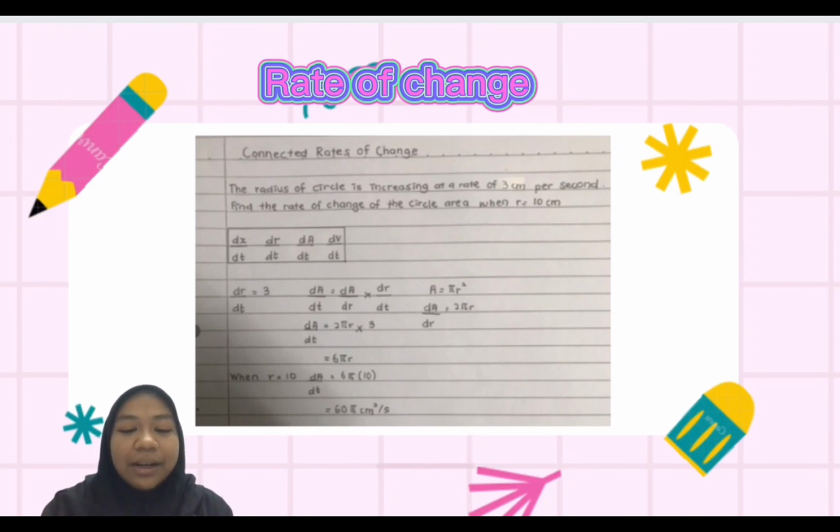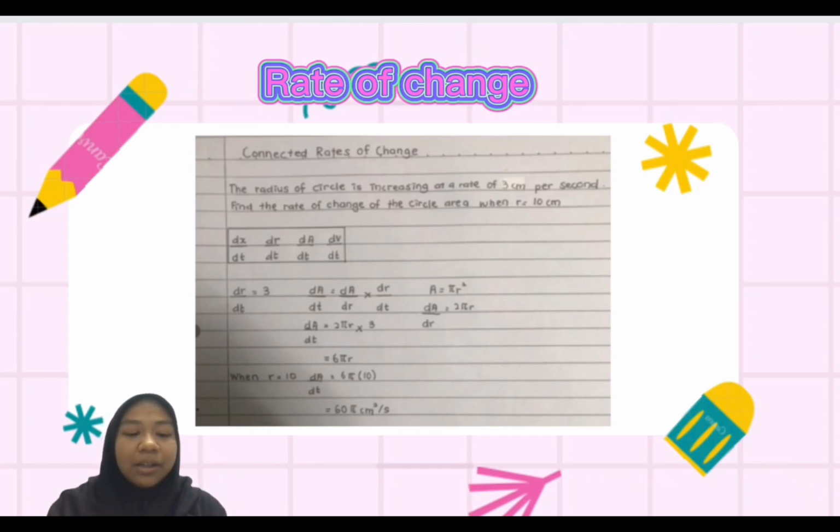The rate of change of the area is dA over dt. So how are we going to find dA over dt? We are going to use the chain rule. So we say dA over dt equals dA over dr multiplied by dr over dt. The dr cancels out, leaving dA over dt. We have 3 as dr over dt, but we do not have dA over dr.